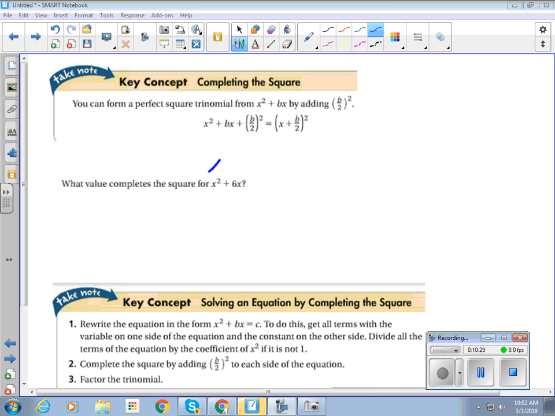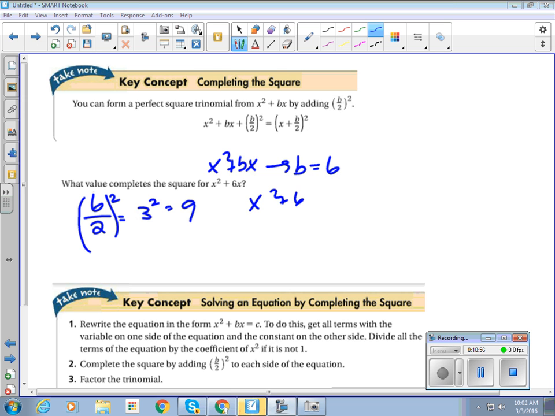I have x squared plus 6x. b in this situation is 6. So I'm going to take 6 and divide it by 2 to get 3. And then I'm going to square it to get 9. So the value that completes the square is 9. When I add 9 to both sides, I now have x, the square root of x squared is x, the square root of 9 is 3. It gives me a value that is x plus 3 squared. So the mathematical operation of finding the value that completes the square is to take the b term, divide it by 2, and square it.